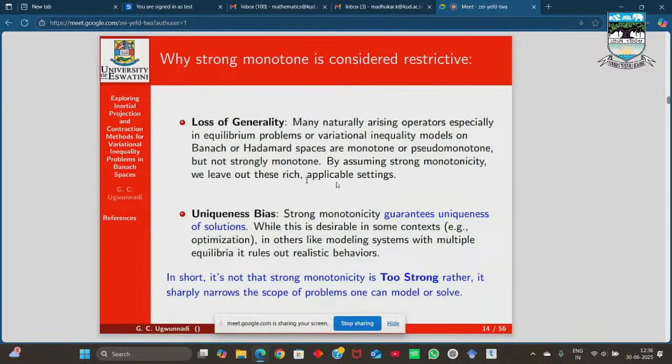The summary here is that though strong monotonicity guarantees uniqueness of a solution, we know in applications, like in partial differential equations, where we have multiple equilibria or multiple points of solution, it will not be easy to identify which solution is more perfect, because strong monotonicity will not hold. Also it will not help us to discuss more general operators like monotone operators, which are rich in other areas of optimization and equilibrium. So with this, we see that there is a need to modify the projection method.